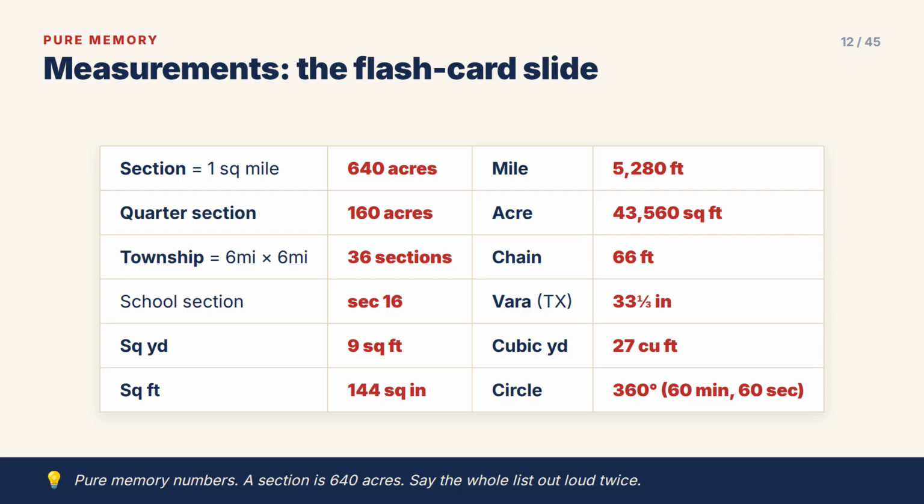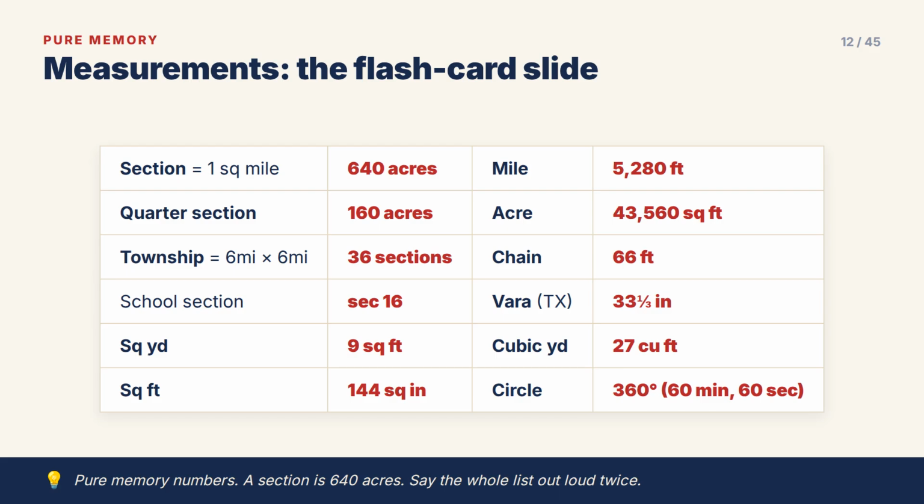A section is 1 square mile, 640 acres. This one gets missed all the time, so once more, a section is 640. A quarter section, 160. A township, 6 miles by 6 miles, 36 sections, and section 16 is the school section. A mile, 5,280 feet. An acre, 43,560 square feet. A chain, 66 feet. A vara, Texas special, 33 1/3 inches.